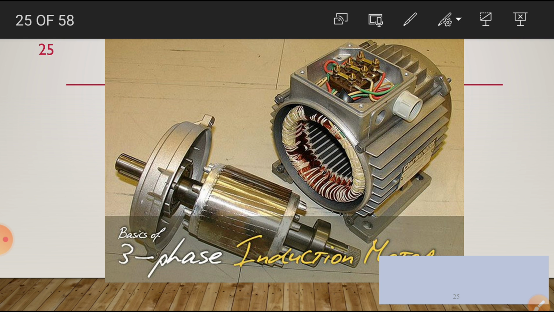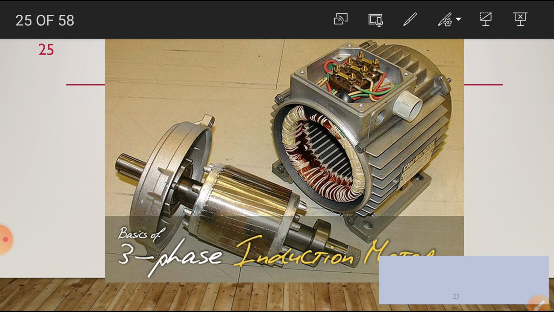Now, the aim of today's class is to find the parameters of induction motors. You already learned that the induction motor is a very good, powerful and constant running motor, cheap, best and rugged, and we have plenty of advantages as compared to DC motors and synchronous motors.